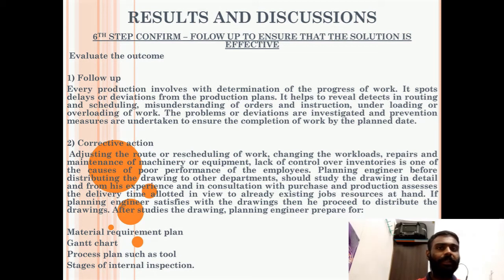It usually involves planning, engineering, adjusting the route or rescheduling of work, changing the workloads, repair and maintenance of machinery and equipment. Before distributing the drawing to other departments, the planning engineer needs to study the drawings and prepare the material requirement plan, Gantt chart, and process plan such as tools and stages of internal inspection.